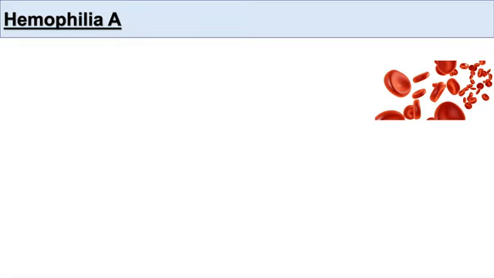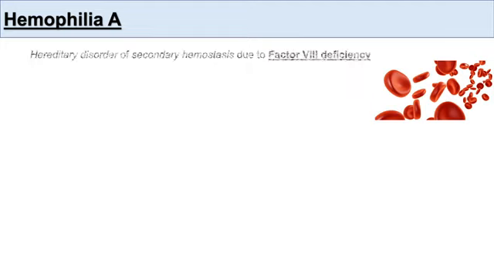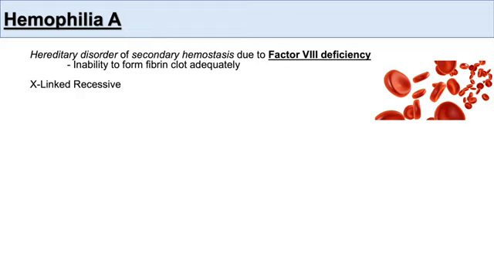Hey everyone, in this lesson we're going to talk about hemophilia A and hemophilia B, and we're also going to talk about the differences between the two conditions. Hemophilia A is a hereditary disorder of secondary hemostasis due to factor VIII deficiency. And this leads to the inability to form fibrin clots adequately. We're going to show the coagulation cascade and how both the hemophilias can alter fibrin clot formation.